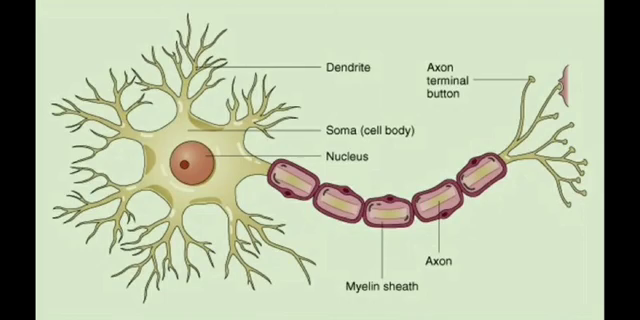Each multipolar neuron consists of three parts, that is a cyton or cell body, dendron, if there are many we can call them dendrites, and axon. This part is your cell body or cyton, these are dendrites, and this long structure is your axon.